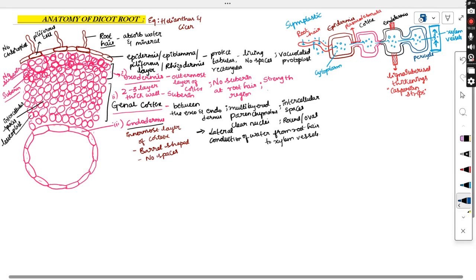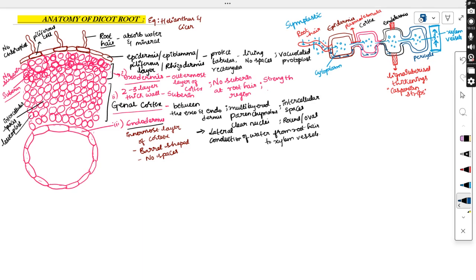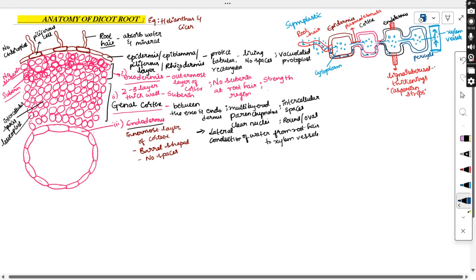And there is one more method. The water which is absorbed through the root hair, I'm just changing the colors here, will not enter the cytoplasm directly. First it enters the cell wall of the epidermis. Through the cell wall of the epidermis, it reaches the cell wall of the cortex. Through the cortex, it reaches the cell wall of the endodermis. Once it reaches the endodermis, the water cannot move further because it is made up of lignosuberin material. These are called Casparian strips. They are impermeable to water. They do not allow the water through.